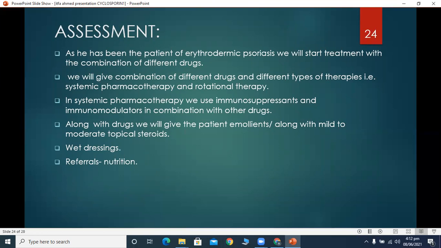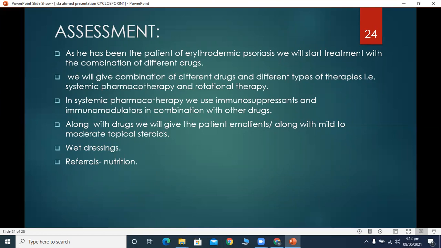We will start treatment with a combination of different drugs and different types of therapies, that is systemic pharmacotherapy and topical therapy. In systemic pharmacotherapy, we use immunosuppressants and immunomodulators in combination with other drugs because psoriasis is an immunological disease. So, in order to control this disease, we have to use immunosuppressants and immunomodulators.